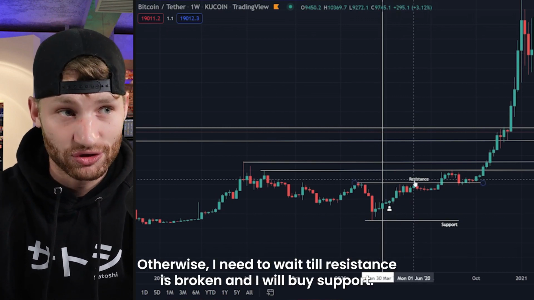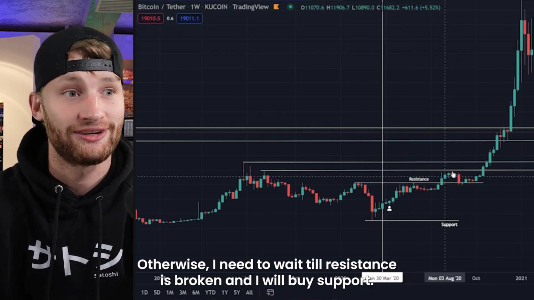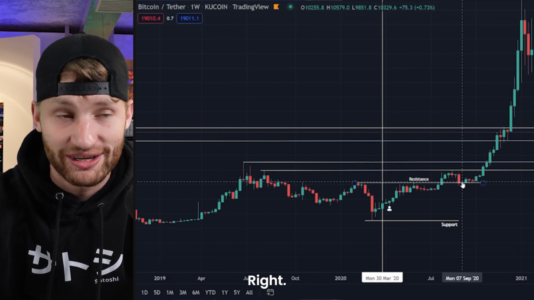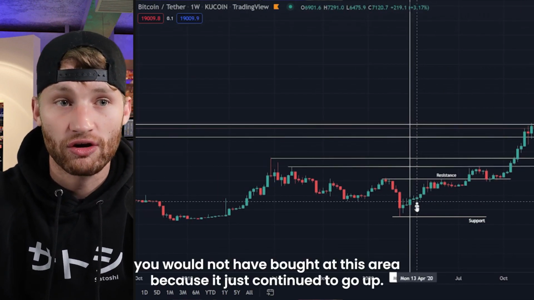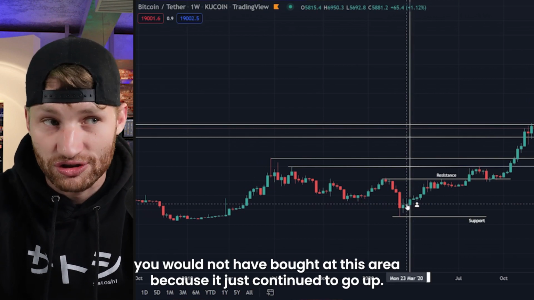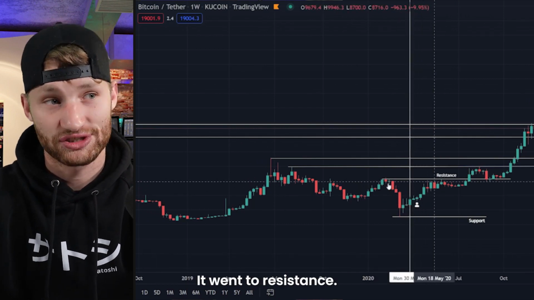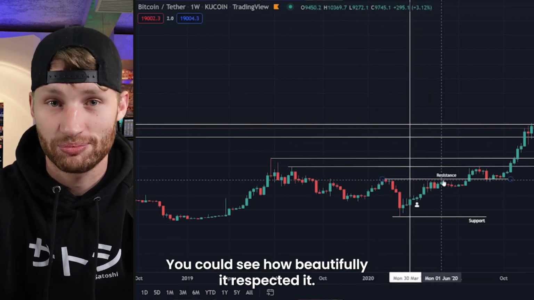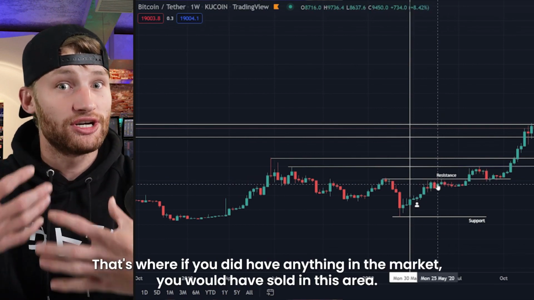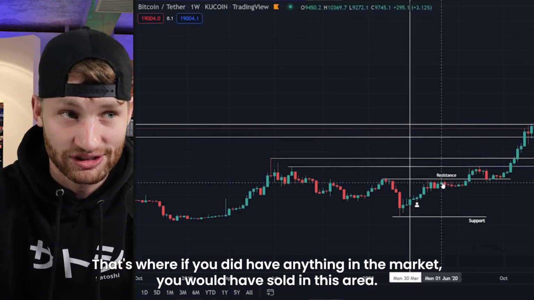Otherwise, I need to wait till resistance is broken and I will buy support, right? So what you would have done is you would not have bought at this area because it just continued to go up. It went to resistance. You could see how beautifully it respected it. That's where if you did have anything in the market, you would have sold in this area.